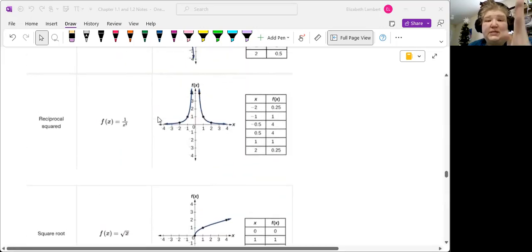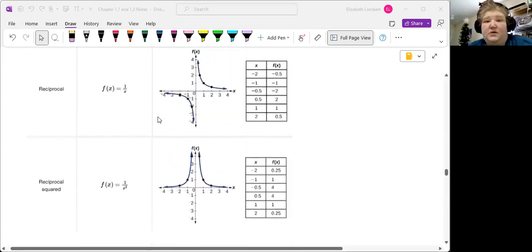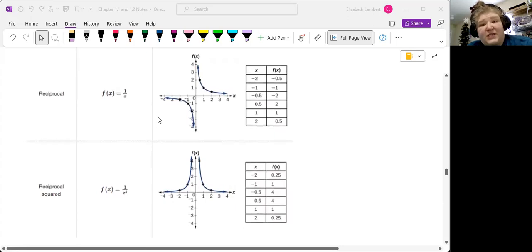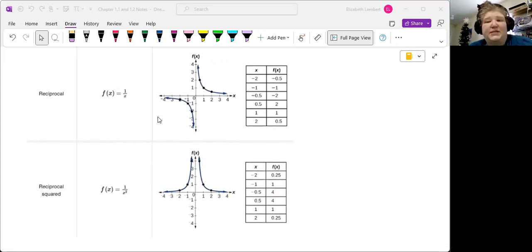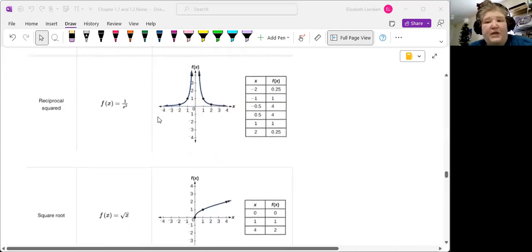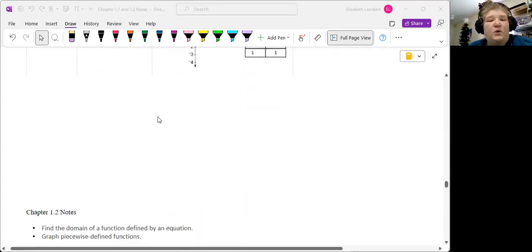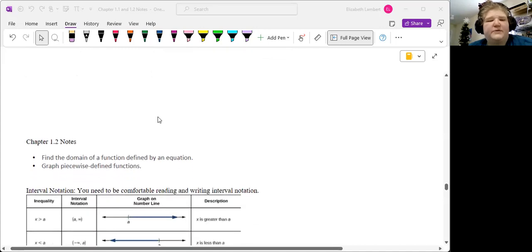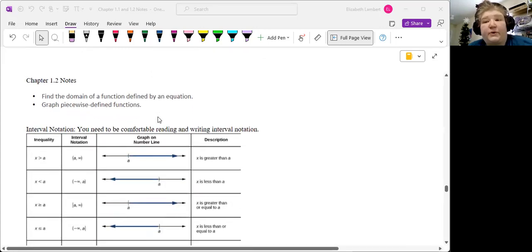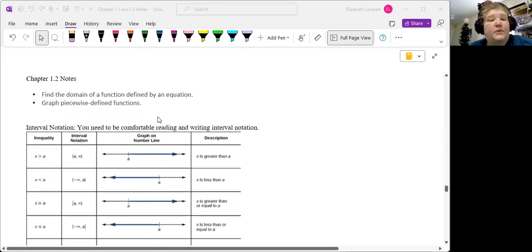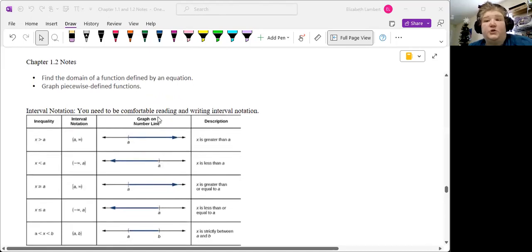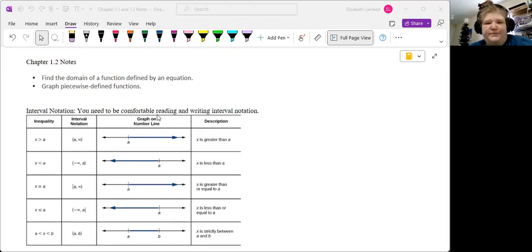The other one is our asymptotes. In 1 over x, if x equaled 0, 1 over 0 is undefined, unknown. So that is another location of a domain restriction. The third one we will see eventually is logarithms. You can't log 0 or a negative number. But before we dig into domain and range, let's talk about interval notation. So you need to be comfortable reading this, writing it, understanding it.